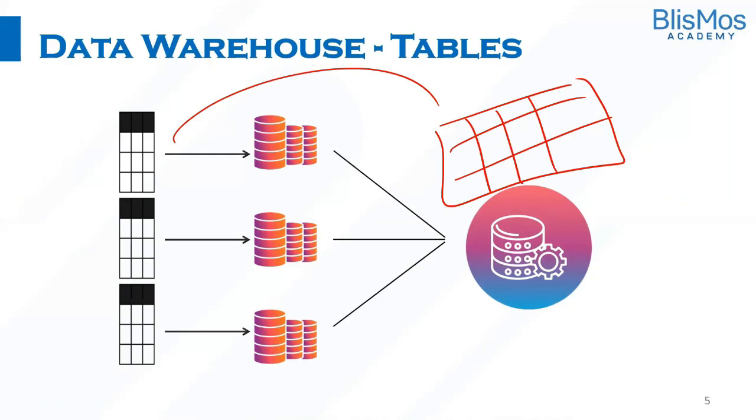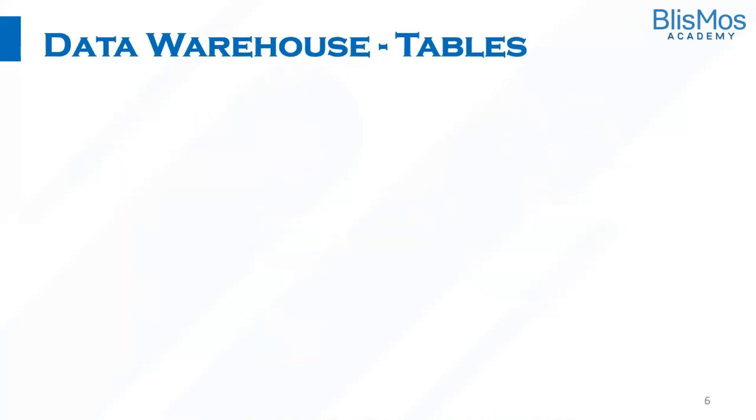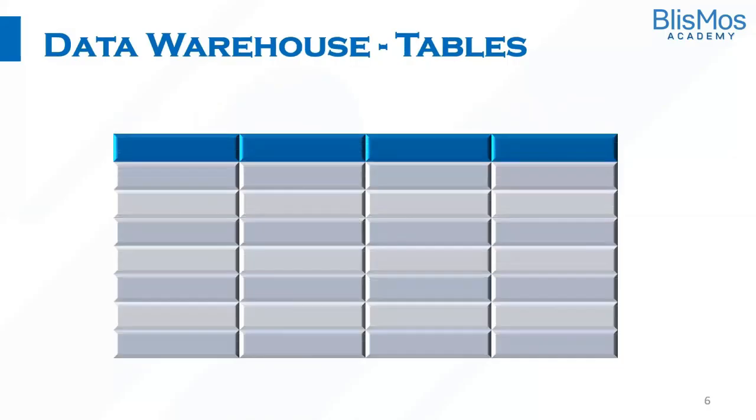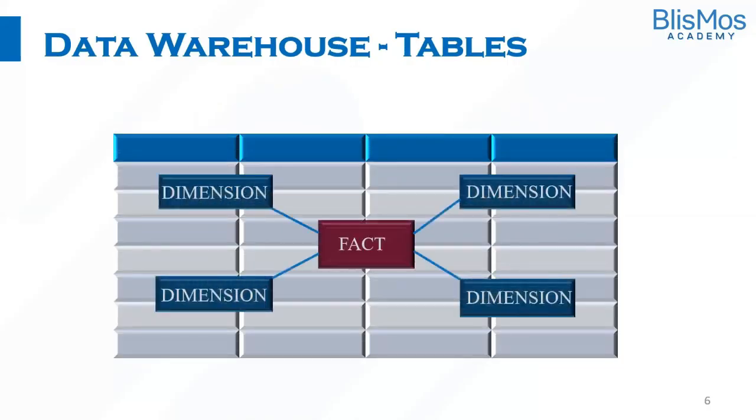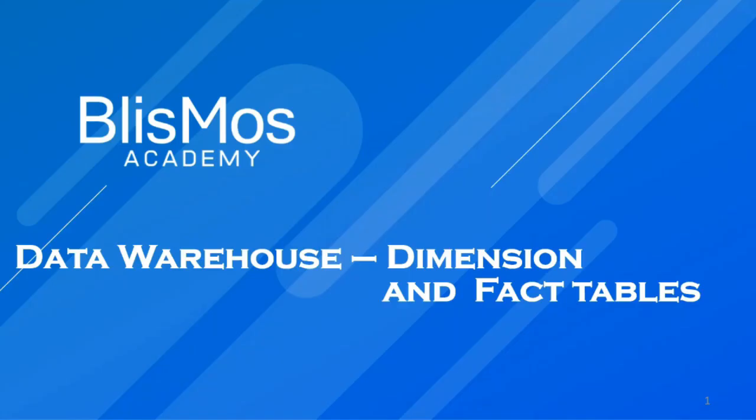In that case, we are storing the data in a database in tables. We are storing the data in a data warehouse also as tables. Then how are they different? In case of a data warehouse, we store the data in tables, but at a high level we have two types of tables: a dimension table and a fact table.